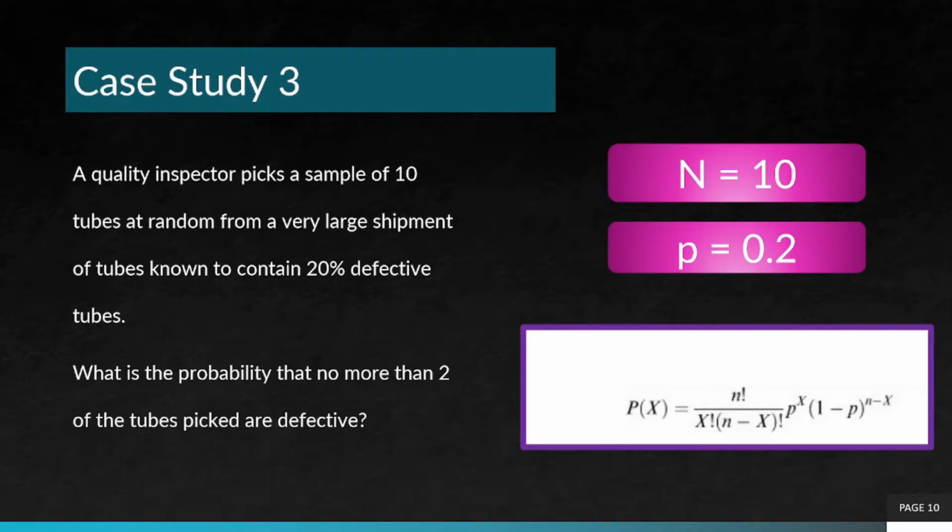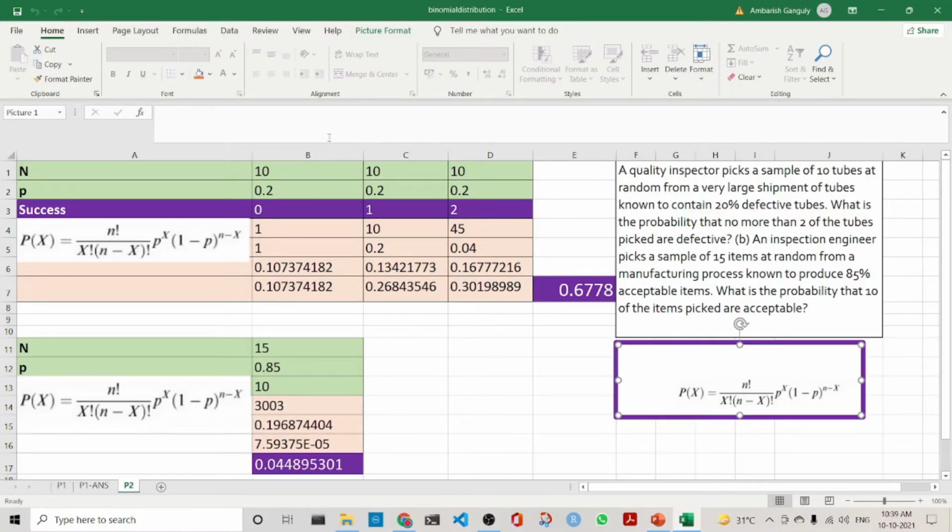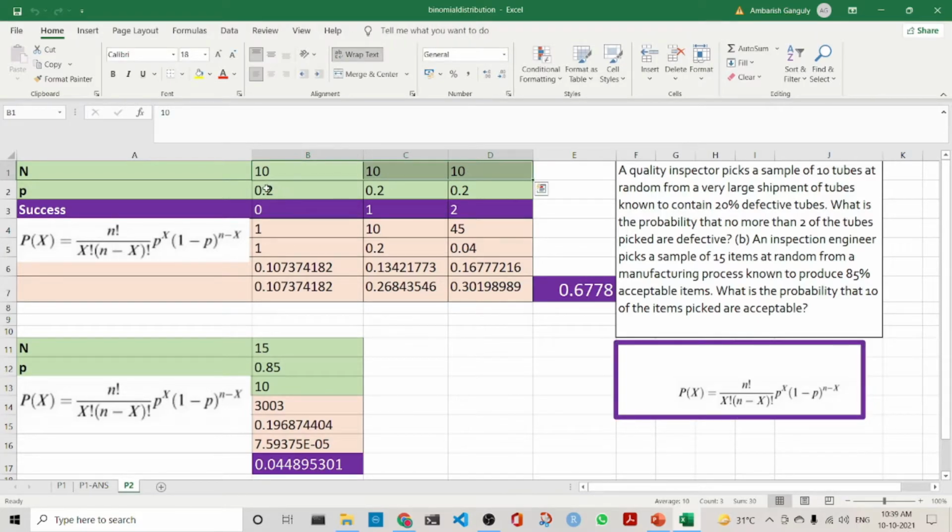So let's jump in, and if you have watched our video on jobs hiring and binomial distribution, we'll follow the same pattern. So let's go in. So here we are. The number of trials is 10. The probability of success is 0.2. The values are 0, 1 and 2.